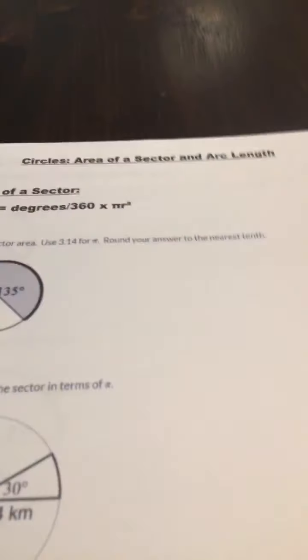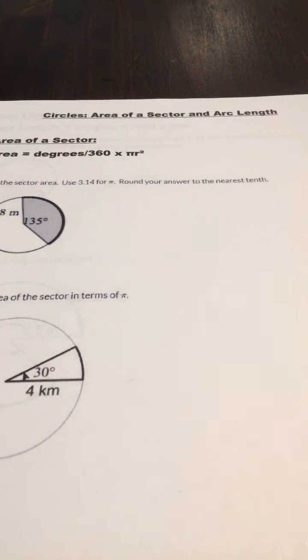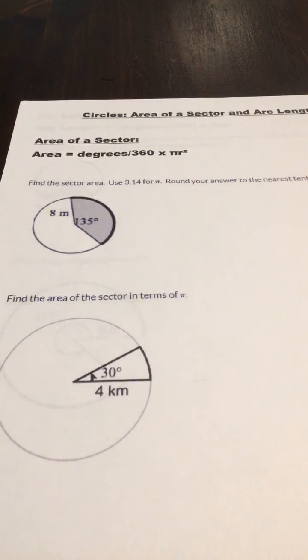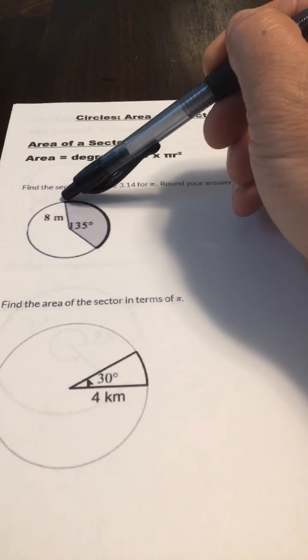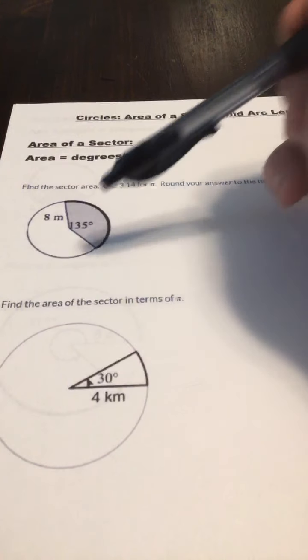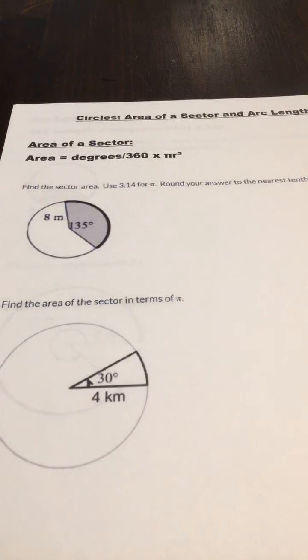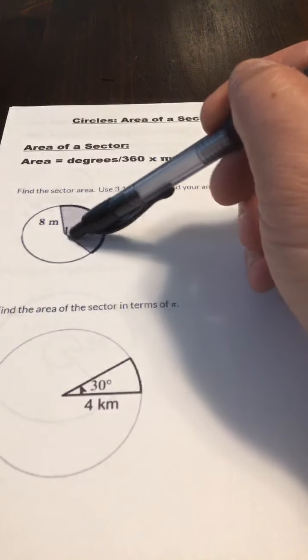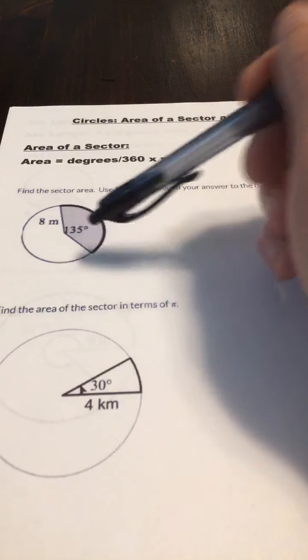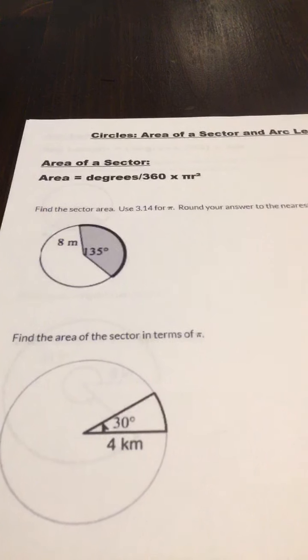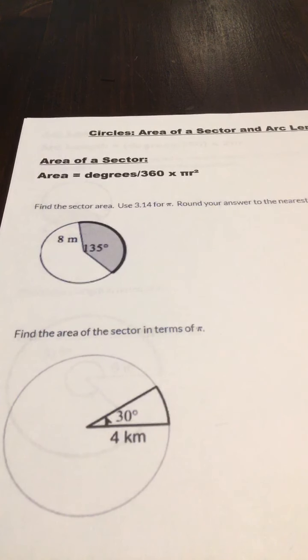Let's get started. Today we are going to talk about circles, and in the circles we're going to talk about how to find the area of a sector and the arc length. Arc length would be from this point to this point on the outside, so part of the circumference. Of course, area of a sector is the shaded region, how to find the area of the shaded region. So those are the two things we're going to talk about today. Let's get started with the area of a sector.